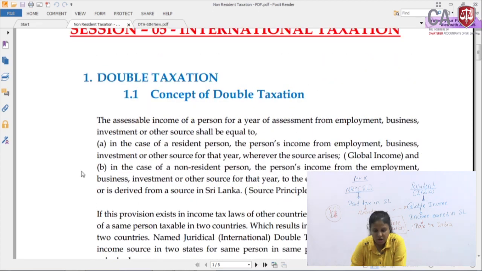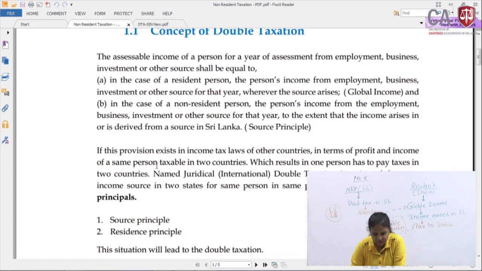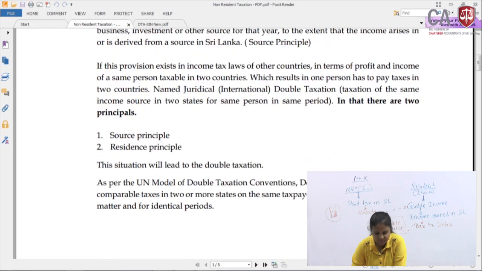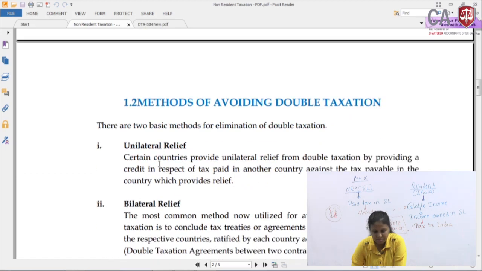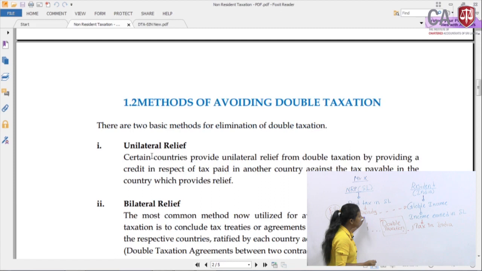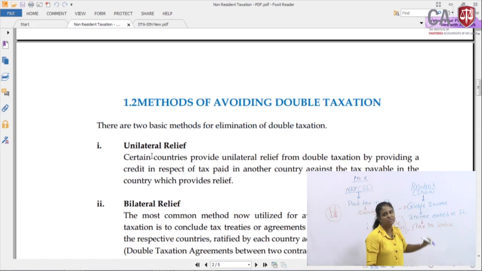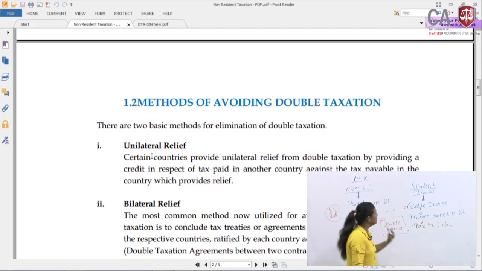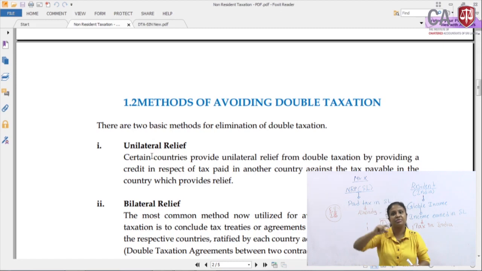Now you all know how double taxation arises and what the two principles are. Then we have to look at methods of avoiding double taxation. It is a cumbersome situation for the taxpayer, who would say that he need not pay tax in this country also. To avoid that, there are methods of avoiding double taxation. The progressive method is the double taxation avoidance agreement.